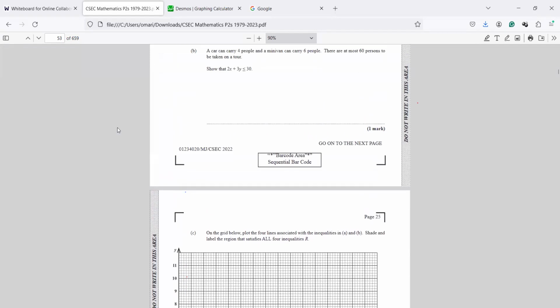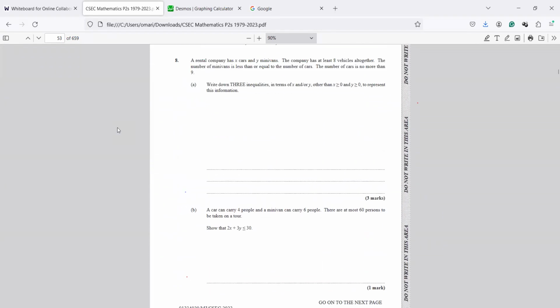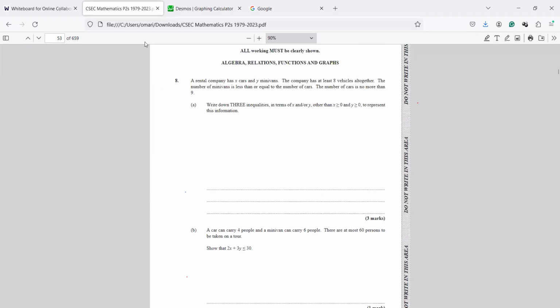All right, so you have to do the entire question to do that part. A rental company has X cars and Y minivans. The company has at least 8 vehicles altogether. The number of minivans is less than or equal to the number of cars. The number of cars is more than 9. So they want us to write down all 3 inequalities for that scenario.